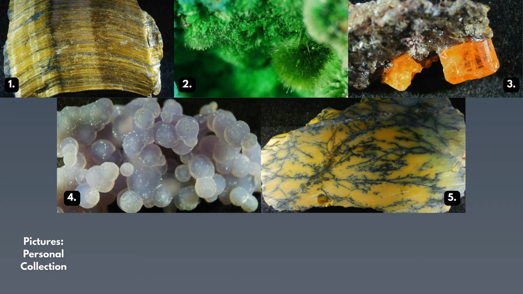For number 3, we have some tabular wolfenite crystals. So basically, they're flattened or kind of book-shaped. For number 4, we have some grape agate, which is botryoidal, meaning it's like little balls or like a cluster of grapes. And then for number 5, we have some dendritic agate or opal. And dendritic basically means it's branch-like. It's like a tree.